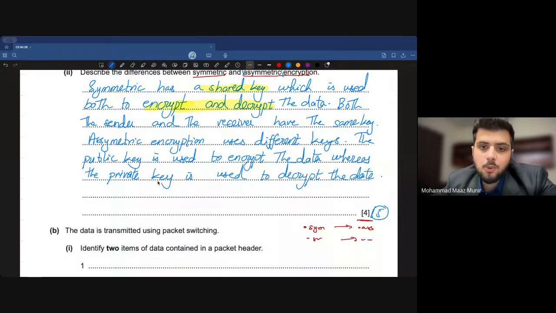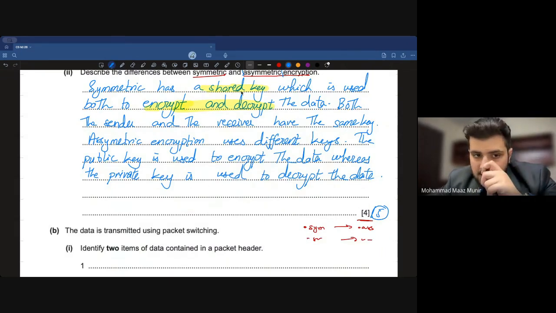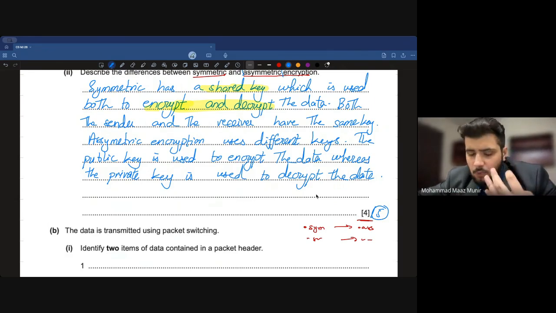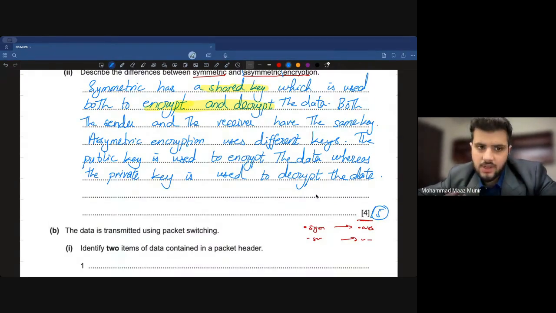Till this point, we have mentioned 5 points: one being this, second this, third this, fourth this, and the fifth being encryption and decryption. Because the question was of 4 marks, I was expected to write just 4 points. I wrote one extra to be on the safe side, because the examiner did not mention that you need to write 4 points. They just said describe, so how many points I mention is up to me.